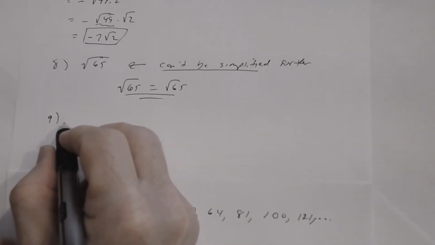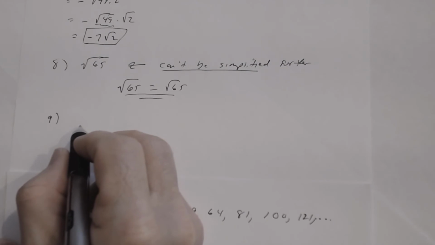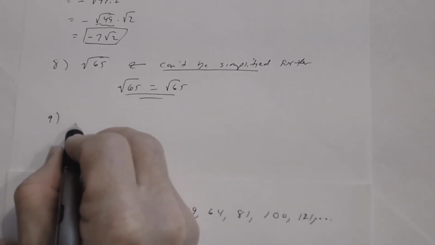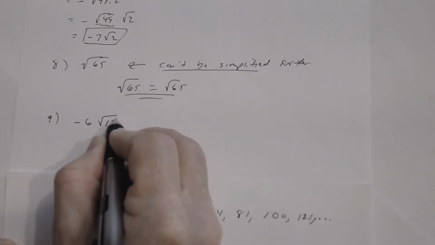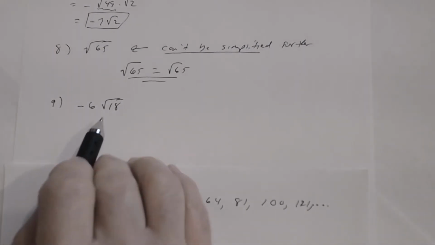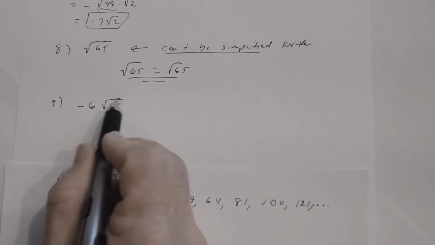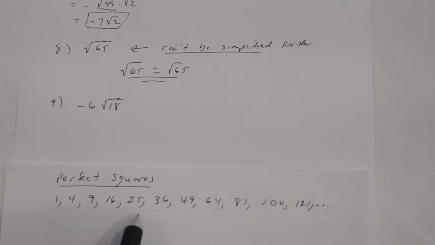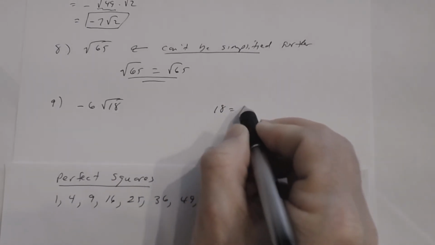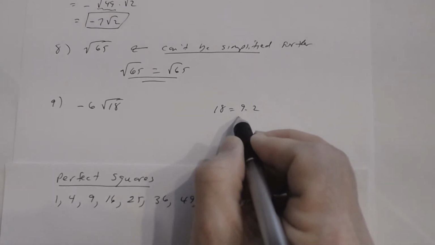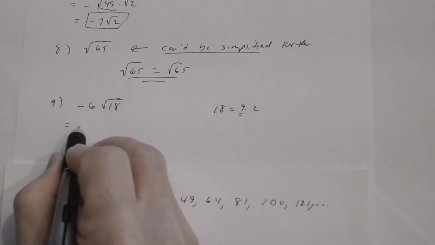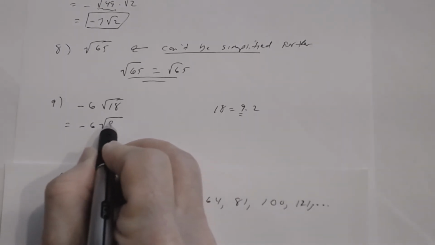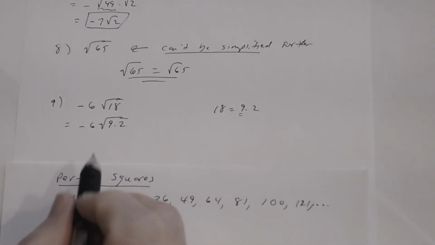Let's suppose we had negative 6 square root of 18. Negative 6 square root of 18. All right, so let's look at 18. We know we can simplify the square root of 18 further, because what perfect square listed here other than 1 goes into 18? 9. So 18 is 9 times 2, right? And 9 is the largest, and so I'm going to rewrite this as negative 6 times the square root of 9 times 2. And then let's use the product rule.